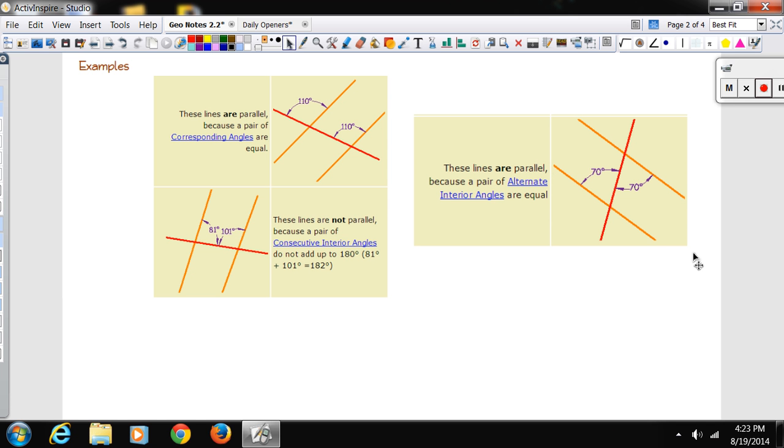So that's just a way to prove if lines are parallel. You use the angles to prove it, just like we did in our constructions when we measured the angles to make sure that they were the same, that we knew that the lines had to be parallel. You can, again, pause it if you need to.